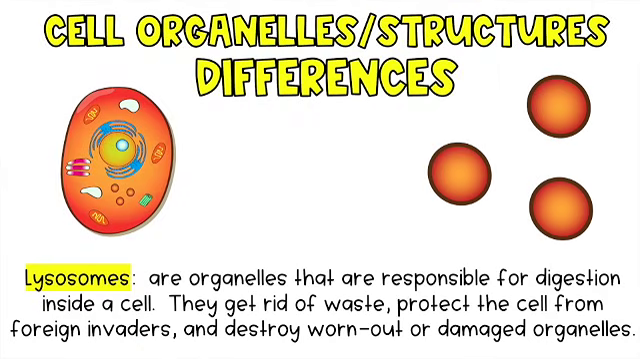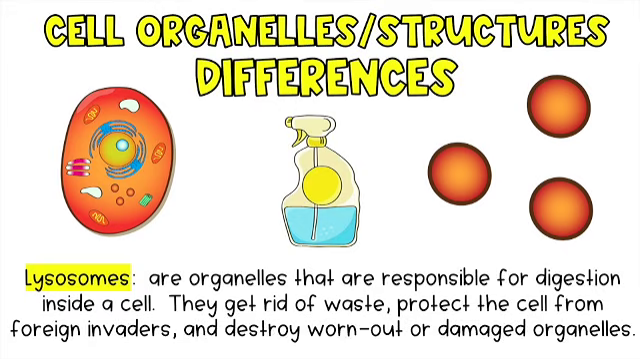The lysosome, this is an organelle in animal cells that we don't have in plant cells because that large central vacuole serves that purpose for a plant cell. But in animal cells, lysosomes are organelles that are responsible for digestion within the cell, and they get rid of waste, which we need to be able to get rid of. They protect the cell from foreign invaders, and they also destroy worn out or damaged organelles. So this serves a lot of really important features, and we equate it to Lysol or a cleaner because it's doing all of that cleaning, getting rid of waste, protecting from foreign invaders, destroying those damaged parts.